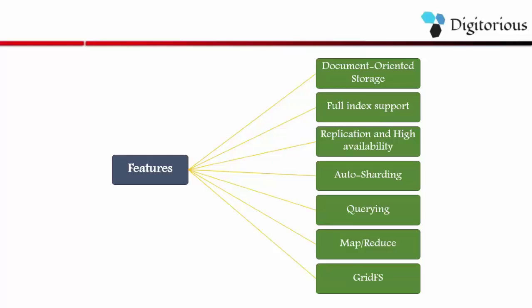Last point is GridFS. GridFS is a specification for storing and retrieving files that exceed the BSON document size limit of 16 MB. Instead of storing a file in a single document, GridFS divides a file into parts, or you can say chunks, and stores each of those chunks as a separate document. By default, GridFS limits chunk size to 255 KB. GridFS uses two collections to store files. One collection stores the file chunks and the other stores file metadata.